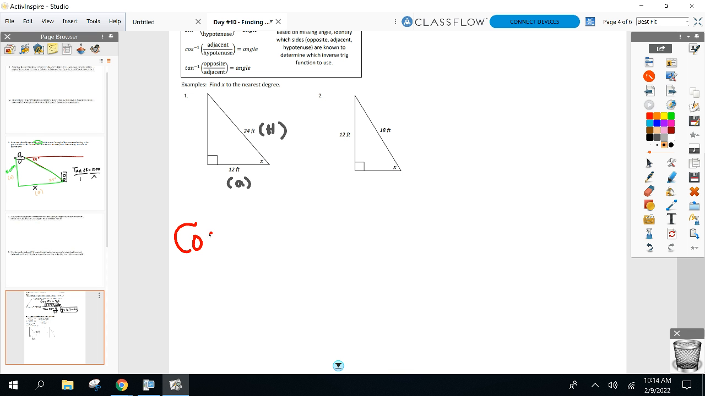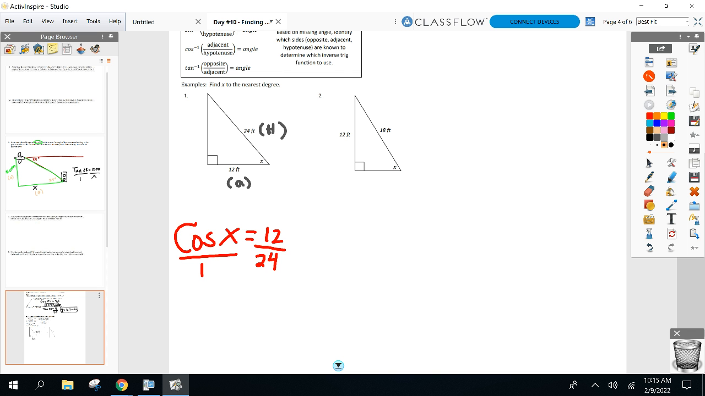Cosine. Usually I put the degree measure, but what is the degree measure here? Yeah, x. I'm trying to find it. So cosine x equals the adjacent side, 12, over hypotenuse, 24. Has anything changed yet? Nope, until now. Here's where we change. When we find an angle, we do not put this over 1 and try to cross multiply. I don't know how you're going to do it if you do cross multiply. You're going to be out of luck.